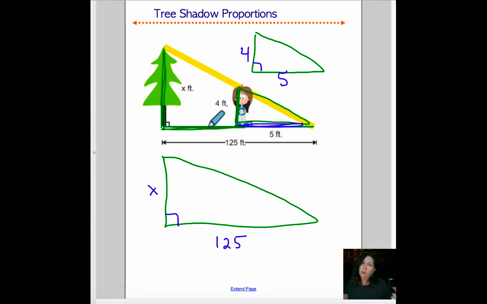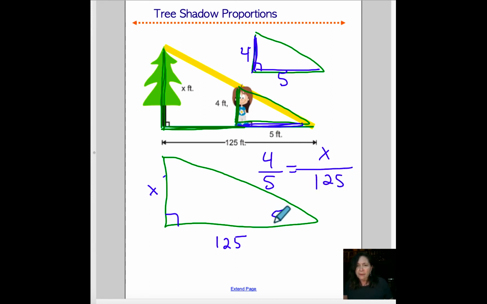And remember, in order to find x, or the height of the tree, we're trying to make a proportion where we're comparing two ratios. So we have options for sure. You can either go 4 is to x as 5 is to 125, or you can say 4 is to 5 as x is to 125. So either way, if I go 4 is to 5, height is to base as height, which is x, is to base 125.